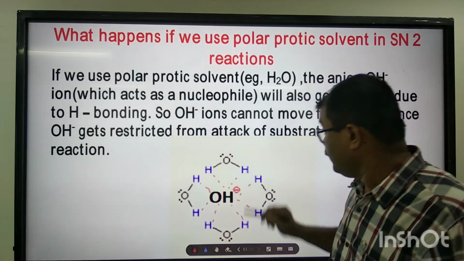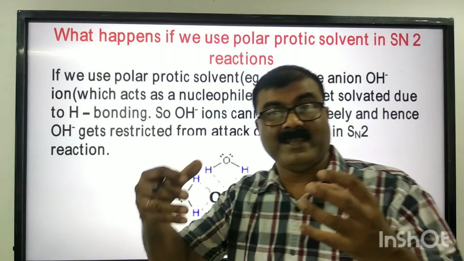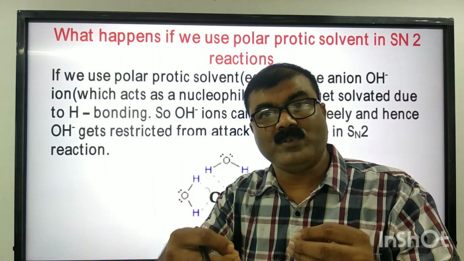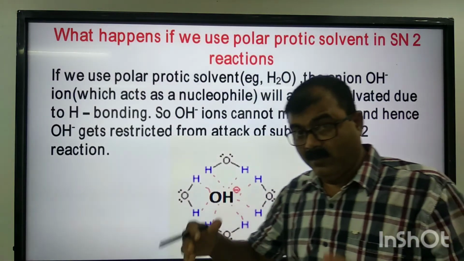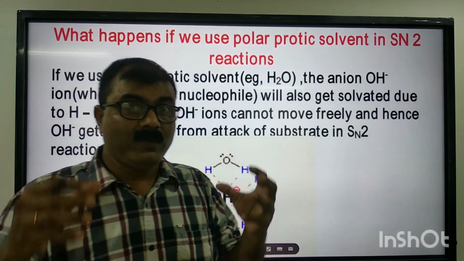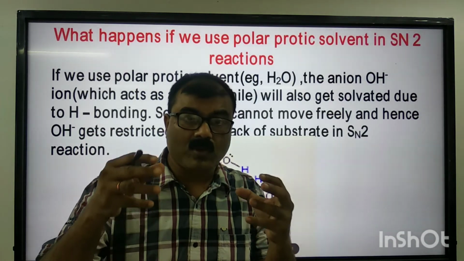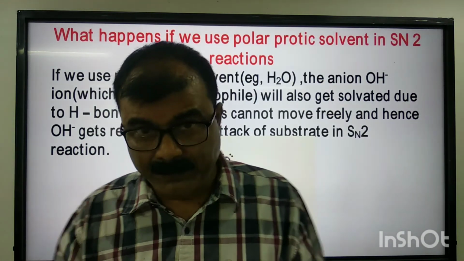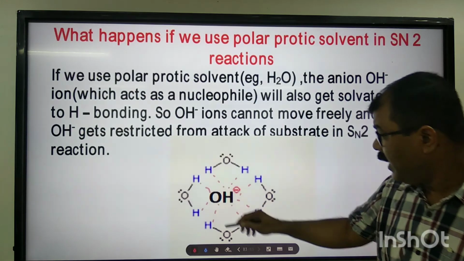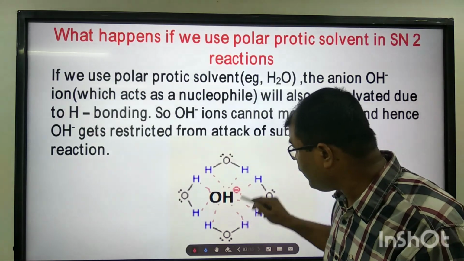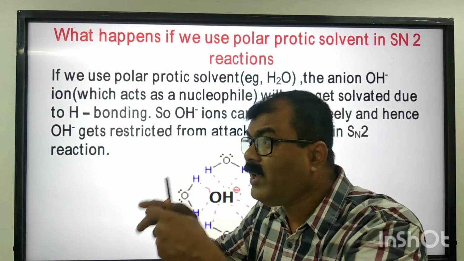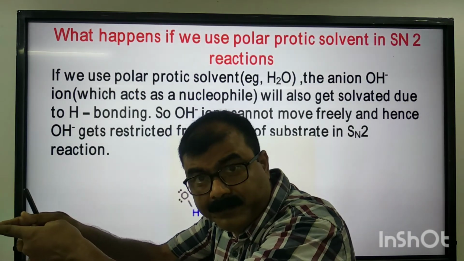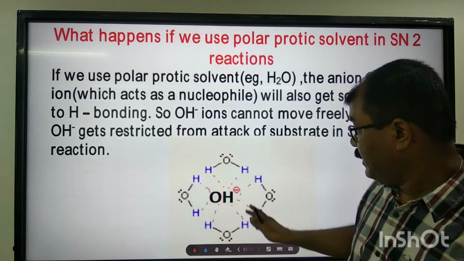During solvation, as I said, the attraction may be electrostatic force, ion-dipole interaction, or hydrogen bonding. This is a kind of attraction. Solvation means attraction between solvent and solute particles present in a solution. So here the OH minus ion is restricted. Water molecules are not allowing the OH minus ion to attack. Have you understood?